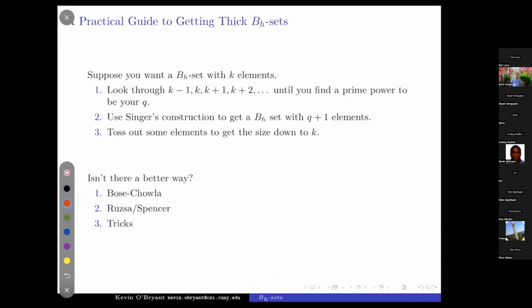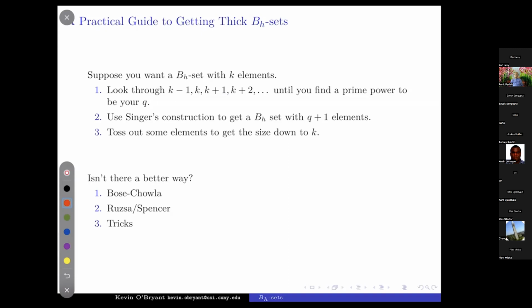So here's a practical guide to how you go about getting a thick B sub H set. You want to have k elements. So you start looking through k-1, k+1, k+2, and so on until you find a prime power. That's your Q. You use Singer's construction to get you a set that has q+1 elements. And then you just toss out some elements to get it down to having size k.